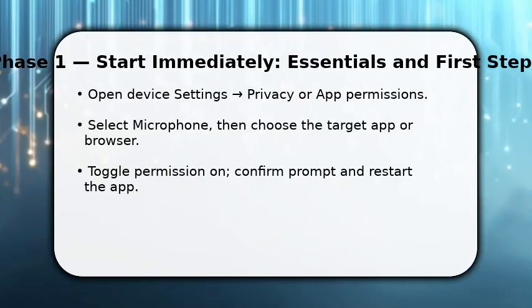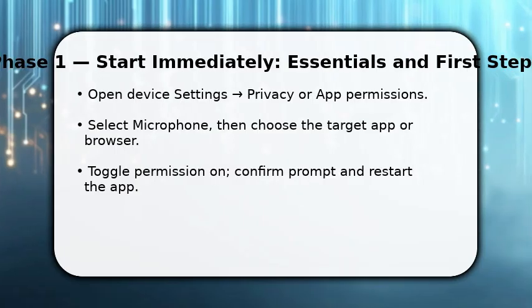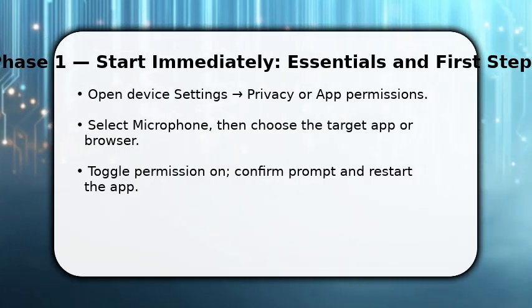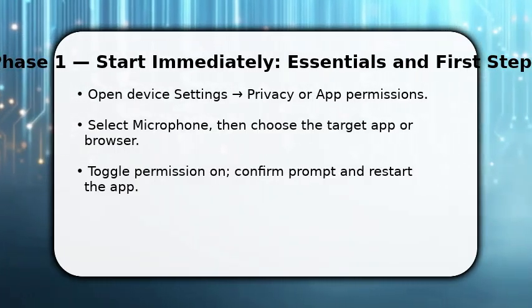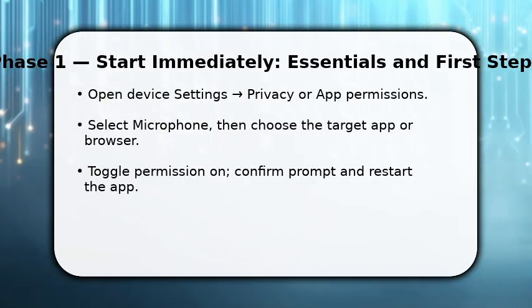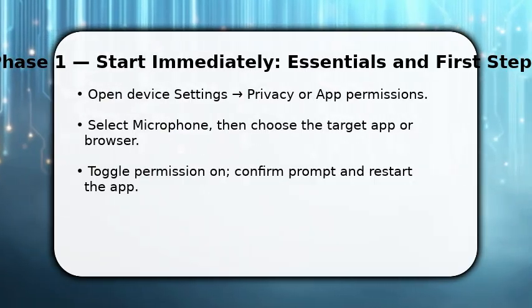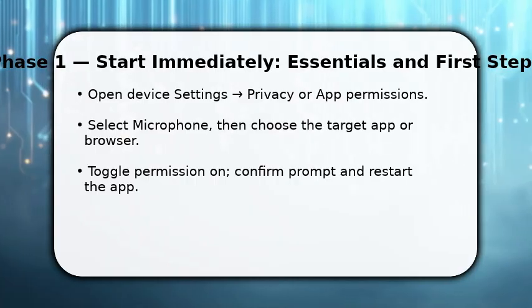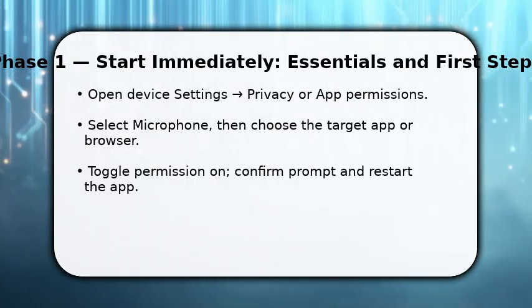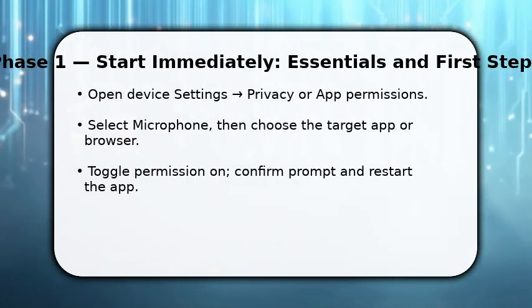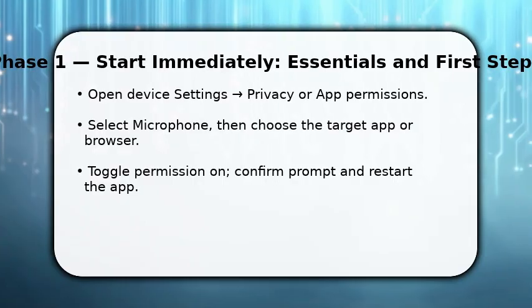You begin by opening Settings and heading straight to Privacy or App Permissions. This is the only reliable path to control microphone access on modern devices. Tap Microphone, locate the exact app or browser you will use, and flip the permission on. Once done, make sure to accept any system confirmation that appears.